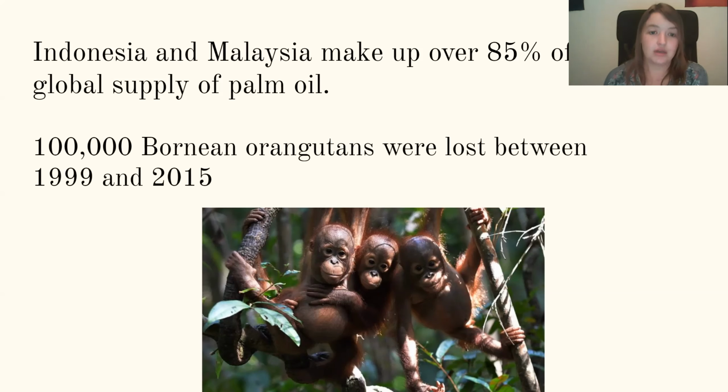Remember we are talking about one country, so in one country where these orangutans live, 100,000 Bornean orangutans were lost between 1999 and 2015. And this is before we even think about recent years. 100,000 orangutans. And so many more orphaned. That means that their parents have died.